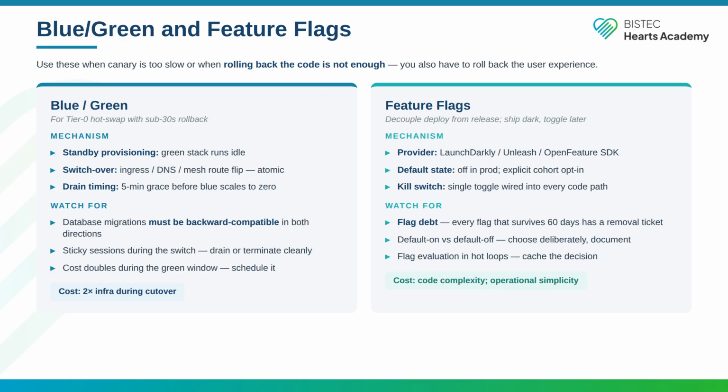Mechanism: ship the code dark with the default state off in production and explicit cohort opt-in, and wire a kill switch into every code path that reads the flag. The watch-outs: flag debt is real. Every flag that survives 60 days has a removal ticket. Default on versus default off must be chosen deliberately and documented, and flag evaluation in hot paths needs to be cached. The cost is code complexity. The win is operational simplicity when something goes wrong.